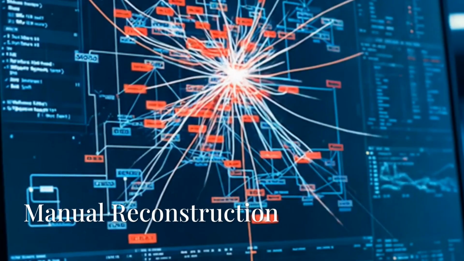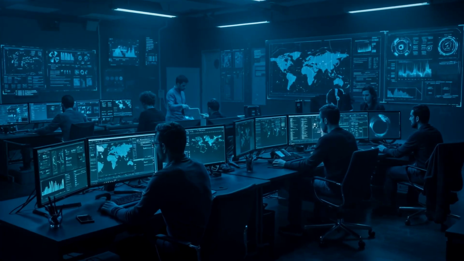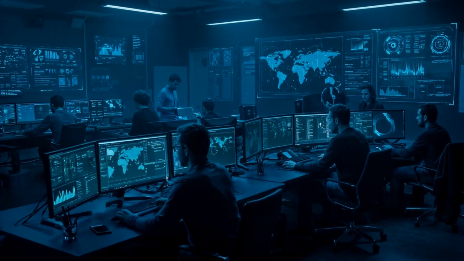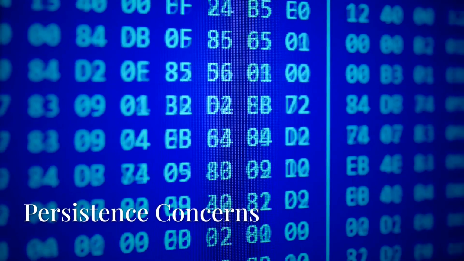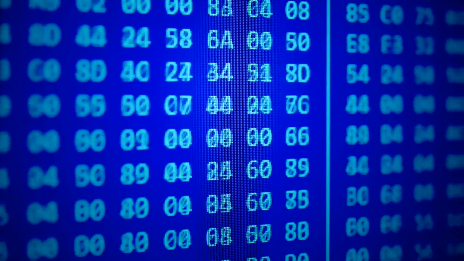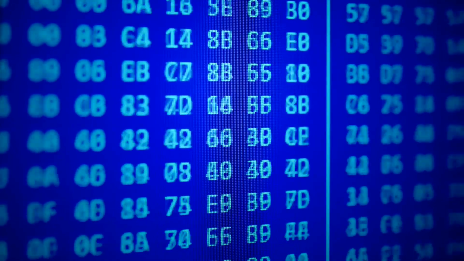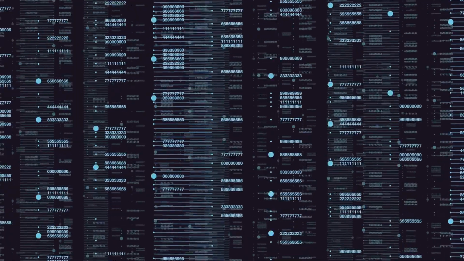Security researchers have had to manually reconstruct the malware by replicating the compromised system's environment, a painstaking process requiring multiple trials and errors. One major question remains: persistence. Since the malware overwrites headers in memory, what happens when the system reboots? Does it require a similar process to reinfect the machine?